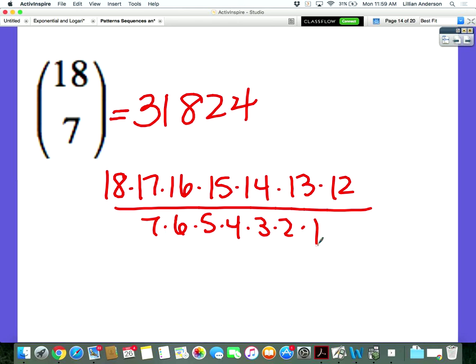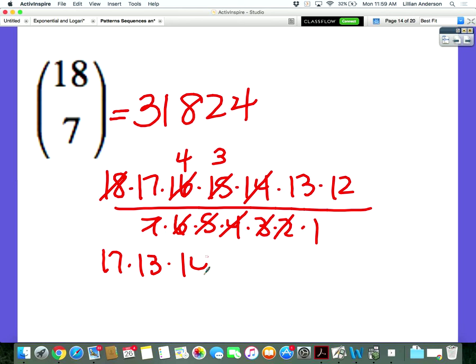In all honesty, I'll probably try to take out the bigger numbers to make these a little easier. So 6 times 3 gives you 18. I would have also used 7 and 2 to get rid of 14. I would have divided this to get 3 and this to get 4. So in that way I would have had 17 times 13 times 144.